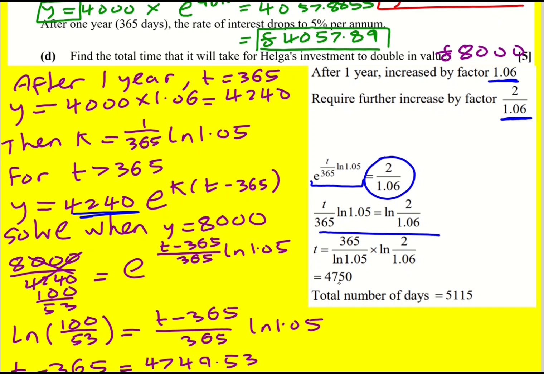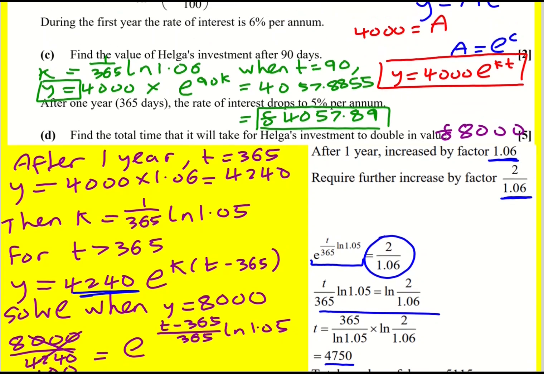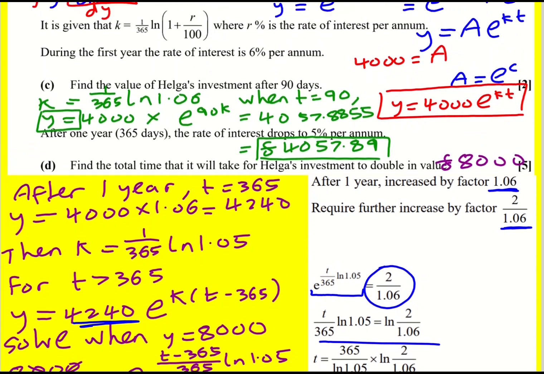Timesing through and everything to give the 4750, just like I had. I think that's a little bit early to round. I didn't round until the very end, and then add on the 365 to give this. So look, there's no way about it. This is quite complicated. The fact that k is changing is what makes this question different.